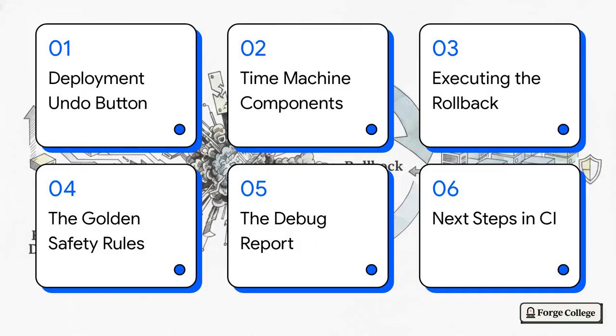Here's the architectural schematic we're sketching out today. We've got 1. The deployment undo button. 2. Time machine components. 3. Executing the rollback. 4. The golden safety rules. 5. The debug report. And finally, 6. Next steps in CI. Let's dive right in.